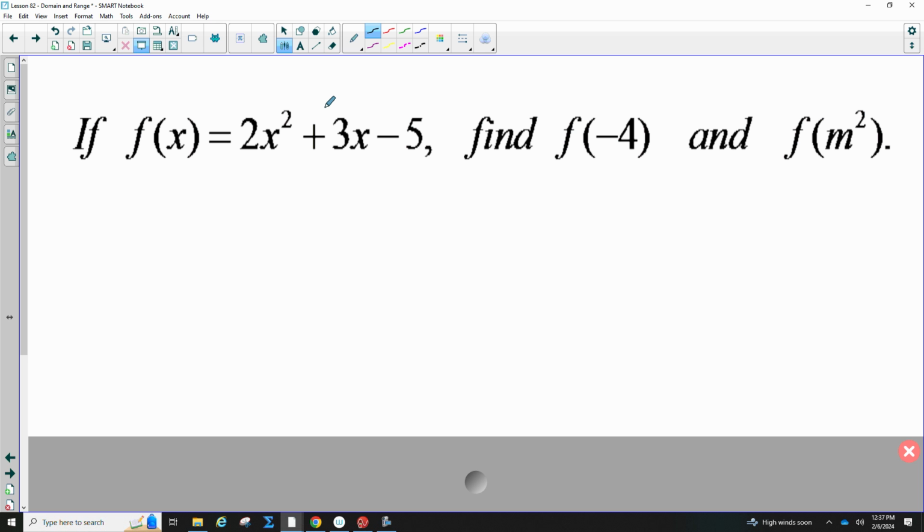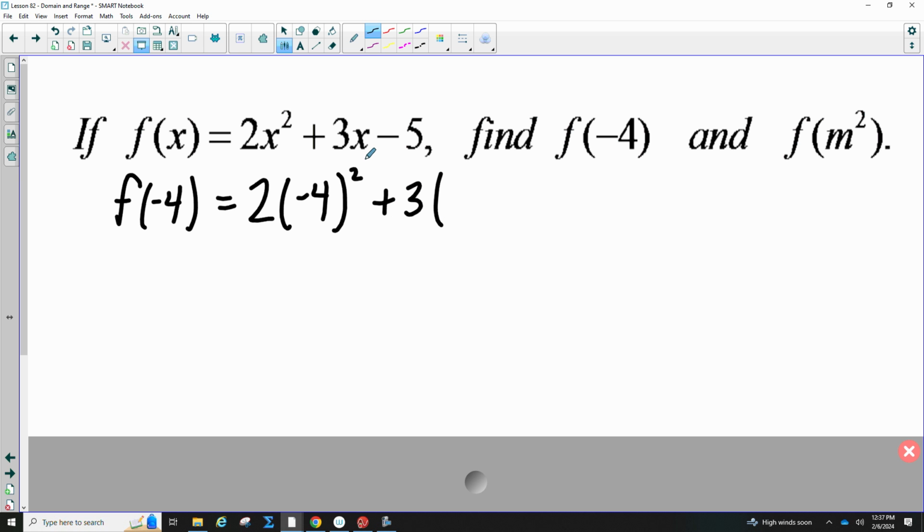So I have f of -4. Anywhere you see an x, you plug in -4. For this x squared, use parentheses and put the little square on the outside. Then we have +3, and we replace the x with -4, and then -5. There are two places you're plugging in, and then we have to do the exponents first. Exponents first.